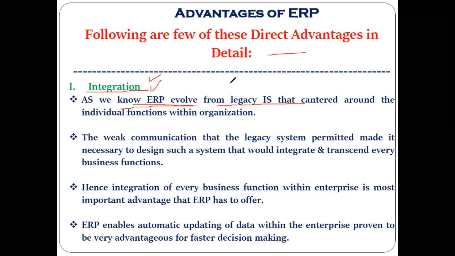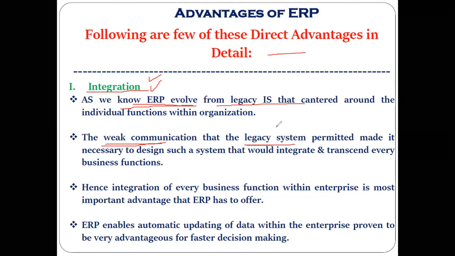But if you see the first three initial stages, there was no integration of the information system. Understood? There was no integration of the information system. As there was no integration, if a particular company had different functional departments, these departments were not linked or connected with each other. Because of that, the disadvantage we got was weak communication and less sharing of information in the case of the legacy system.